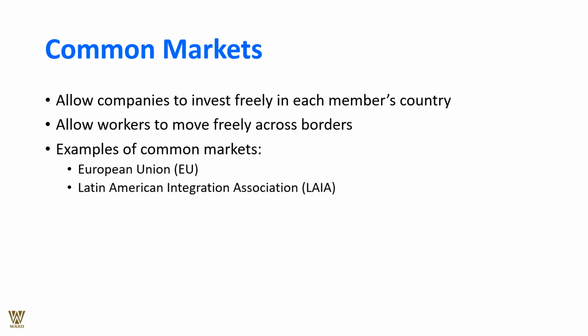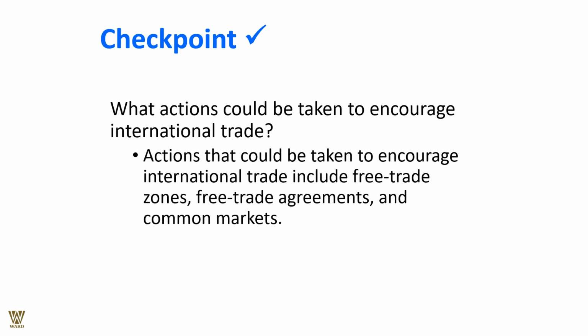A common market allows companies to invest freely in each other's member countries, and allows workers to move freely across the borders. Examples of a common market are the European Union and the Latin American Integration Association, or LAIA. The European Union is what I have been trying to tell you about every now and then. The checkpoint: what actions should be taken to encourage international trade? Actions that could be taken to encourage international trade include FTZs or free trade zones, free trade agreements, and common markets.